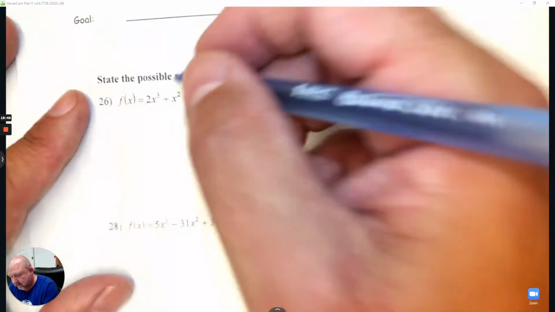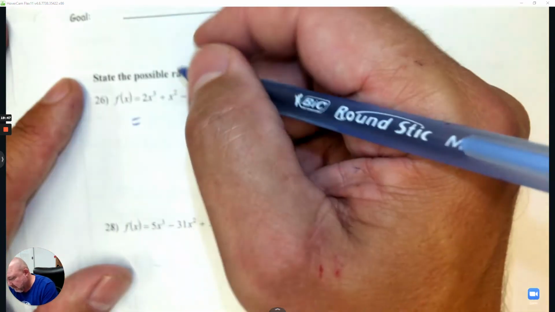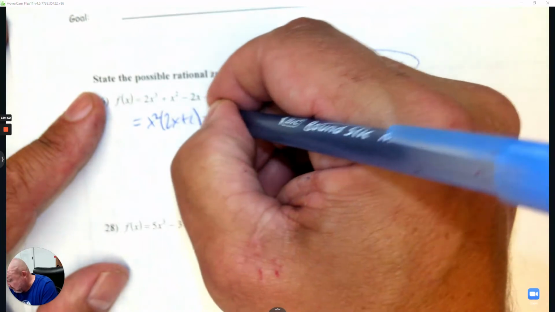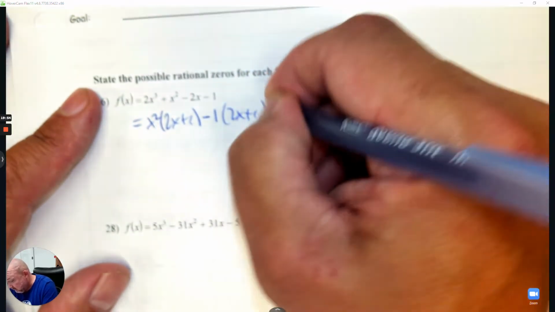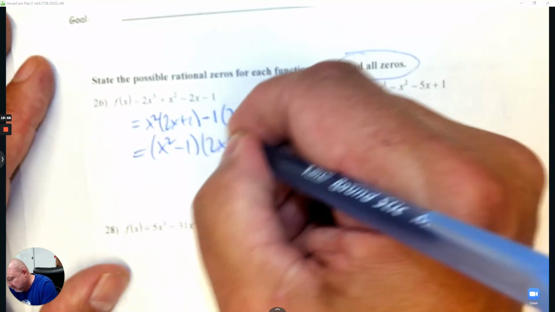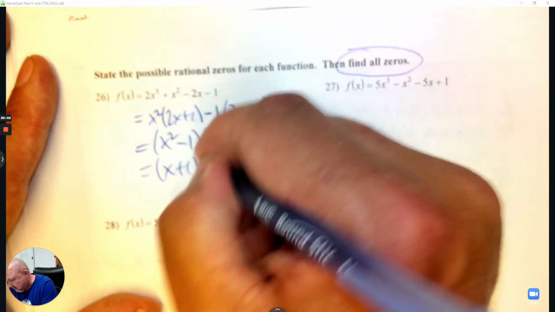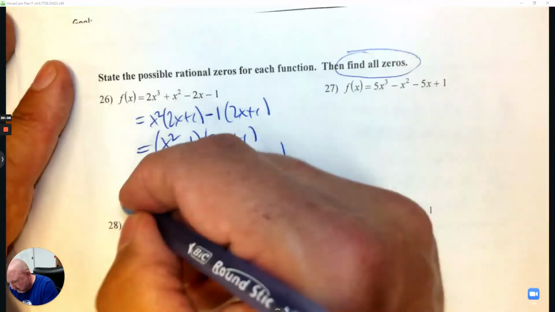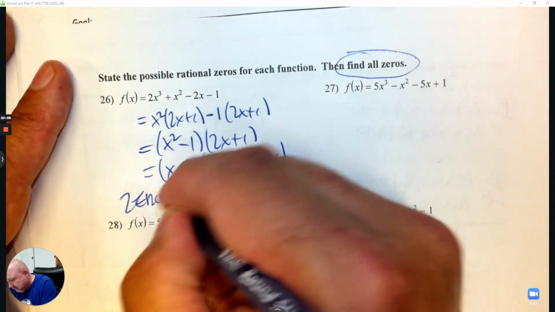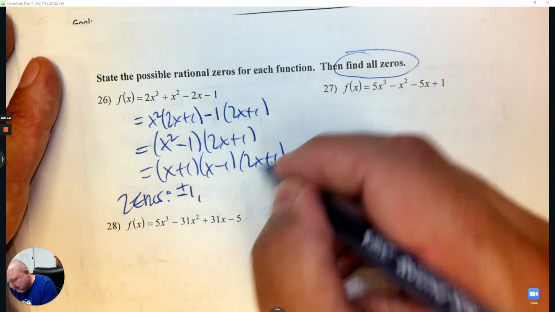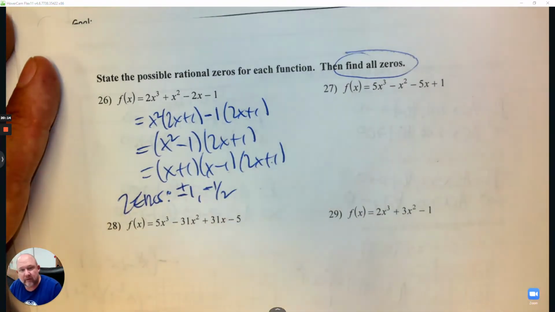Fair enough. So I can factor this. So I'm going to factor out an x squared. That's 2x plus 1. I'm going to factor out a negative 1. That's 2x plus 1. So when I put it together, I have x squared minus 1 and 2x plus 1. And then x squared minus 1 is a difference of squares. And then I get to my goal. So my goal was to find the zeros. So what are the zeros? And these, which are rational, are negative 1, positive 1, and negative 1 over 2.